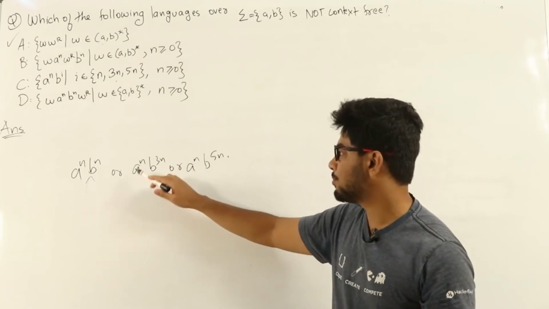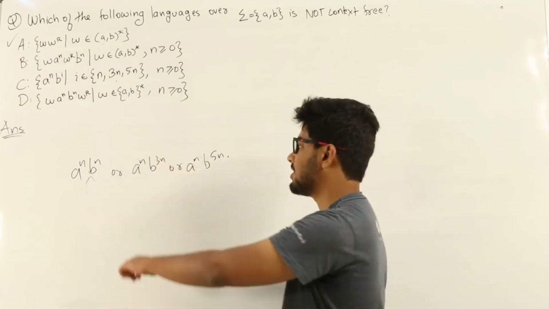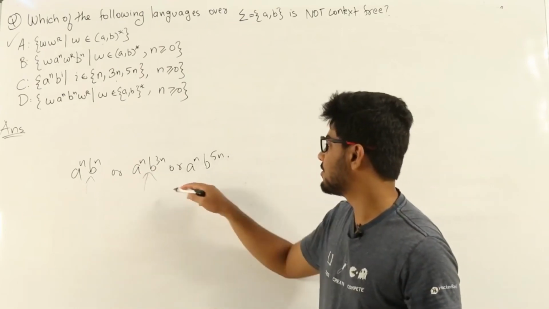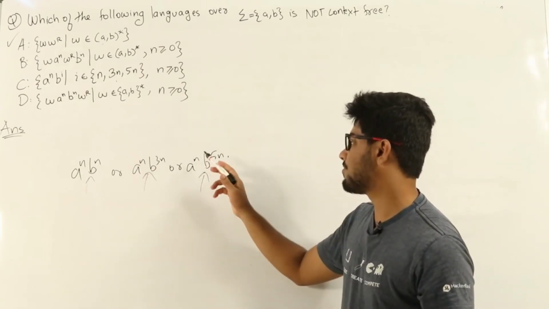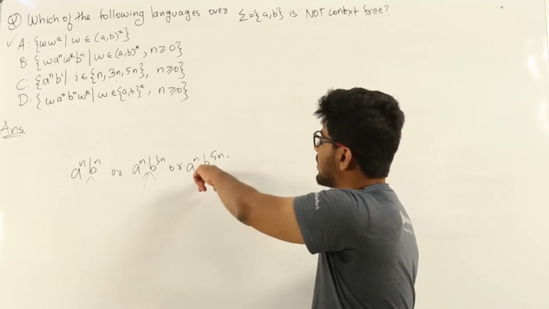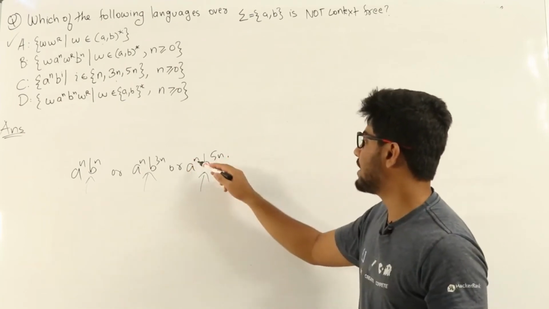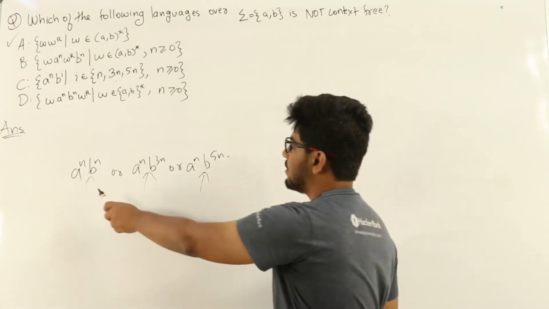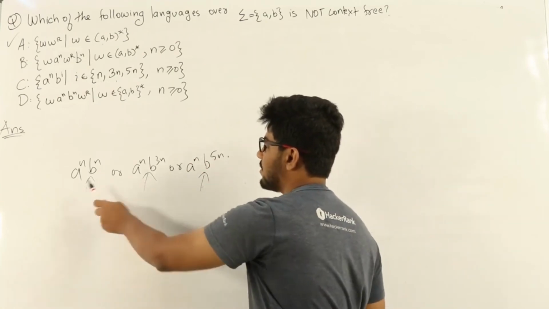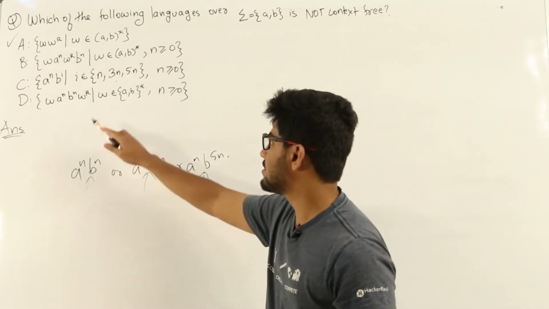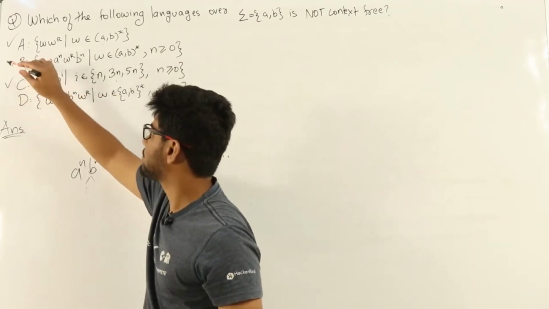For each a we see, push 3 a's to the stack, and after that for each b we see, pop 1 a from the stack. So we can do this also. Similarly, for this one we can push 5 a's for each a we see in the input to the stack, and then on seeing each b we will be popping off 1 a from the stack. So these three are context free, and the union of 3 context free languages is always a context free language. So this is also a context free language.